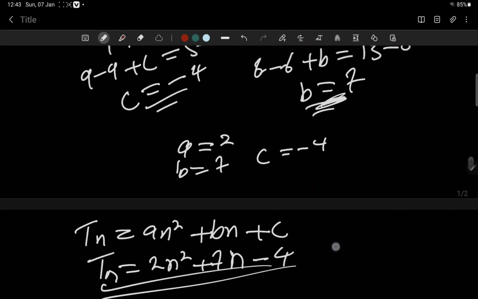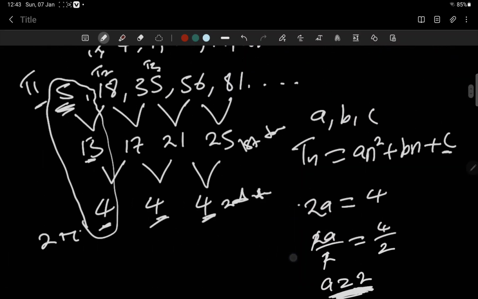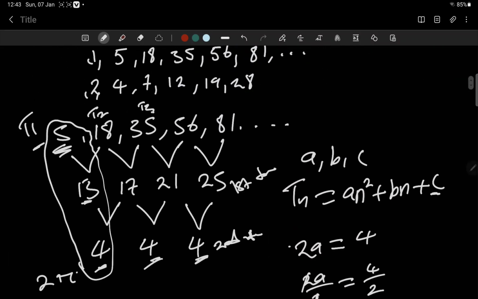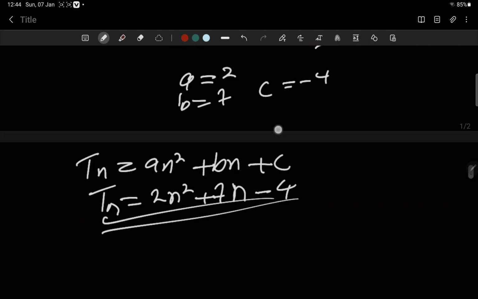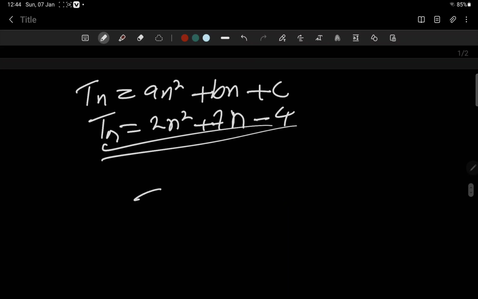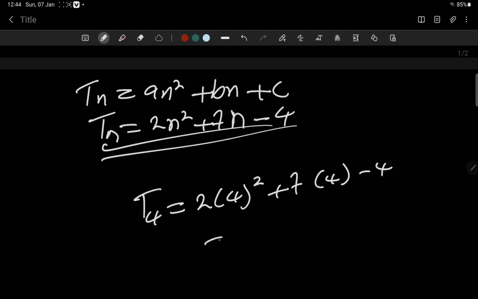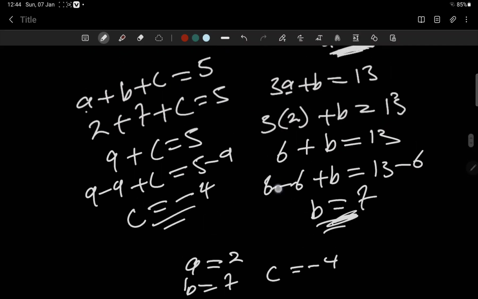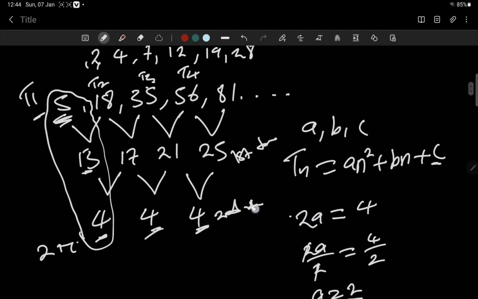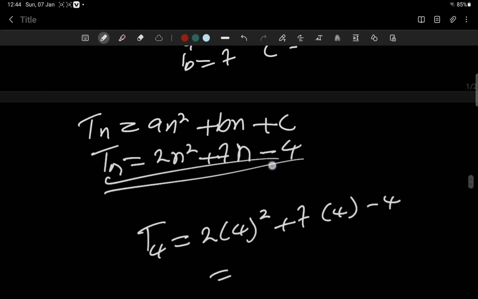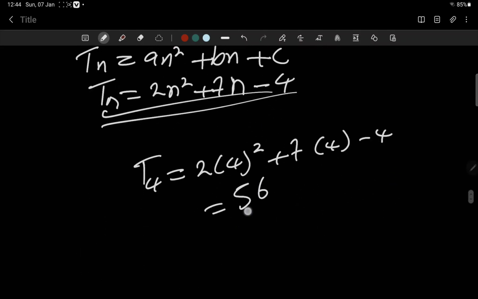Then we need to try it out. This is term 1, term 2, term 3, term number 4. Let's try T4 and see if we get the answer. T4 will be 2 times 4 squared plus 7 times 4 minus 4. This equals 56, which means the equation is right, it is working.